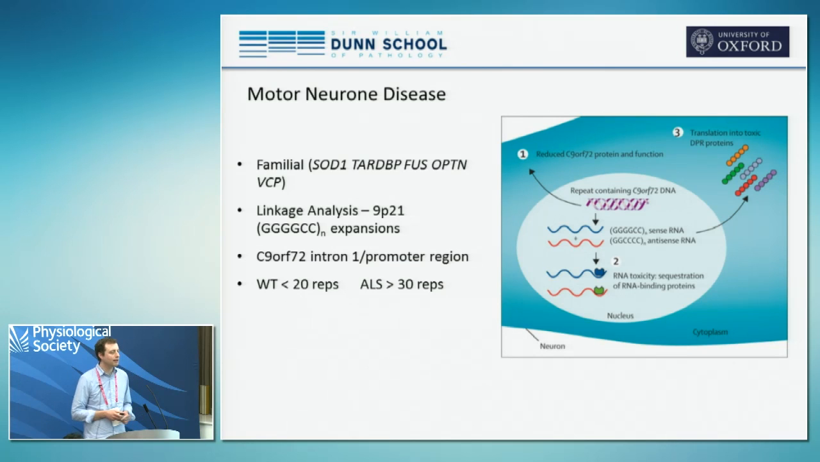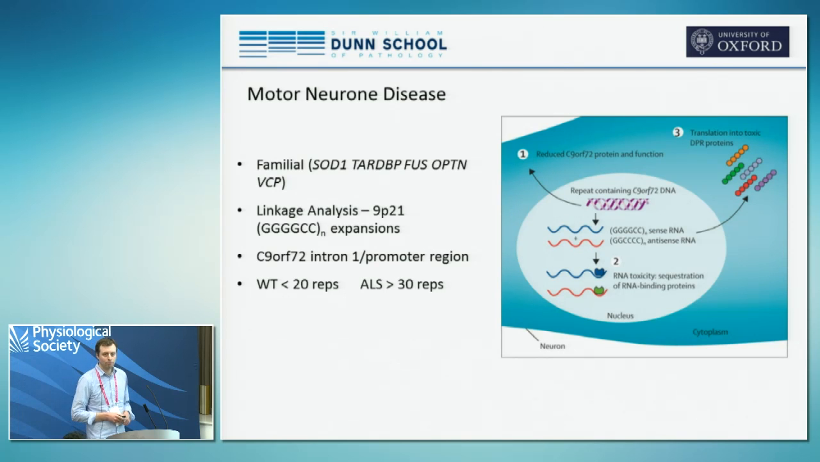What we find is that in healthy individuals, there are fewer than 20 repeats of this hexanucleotide sequence. ALS patients, on the other hand, have a minimum of 30 repeats, and it can go up to thousands of repeats. It's a massive, massive sequence.